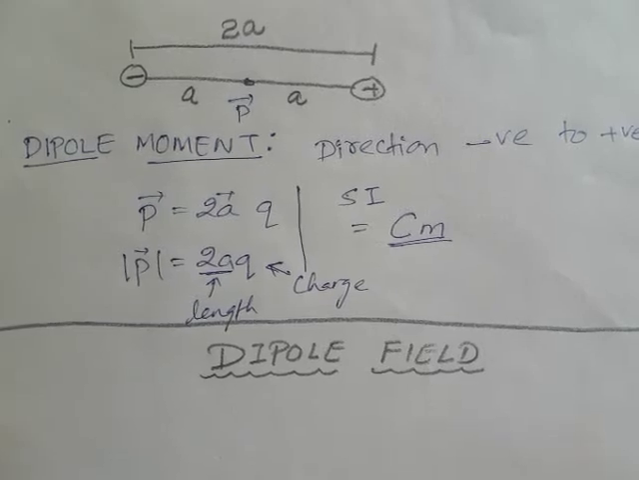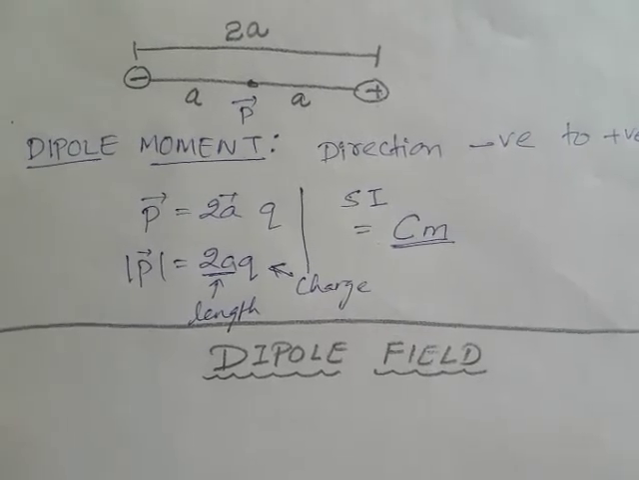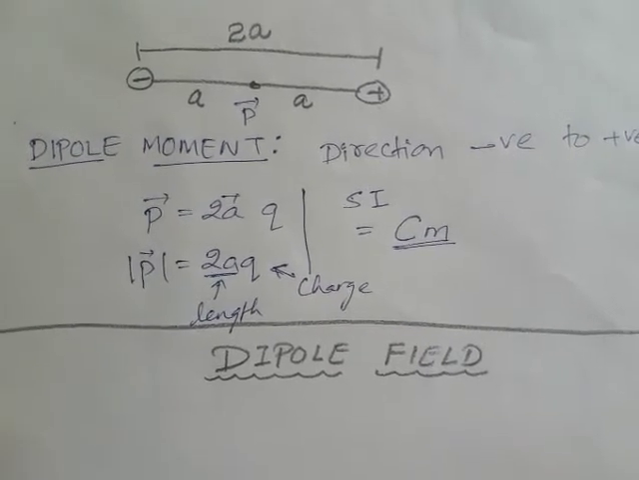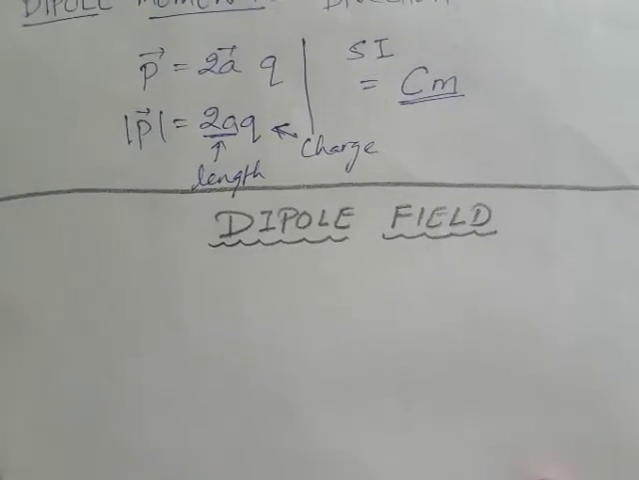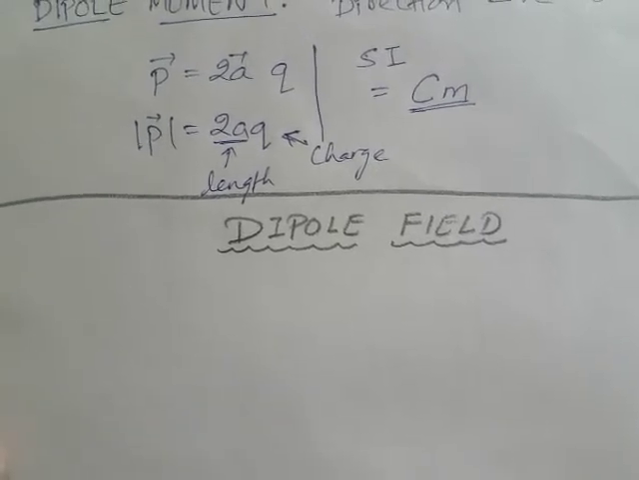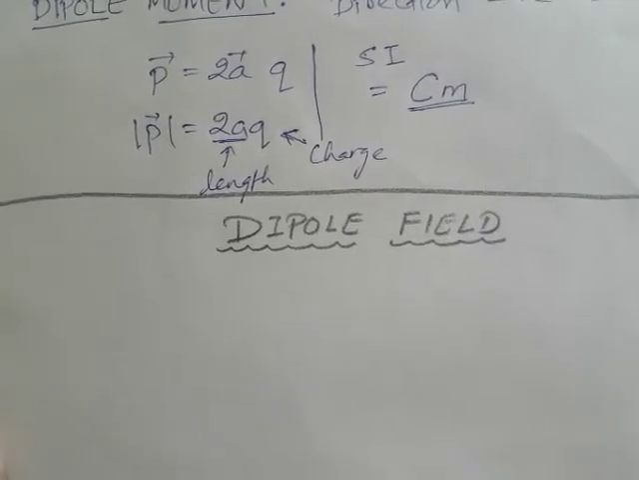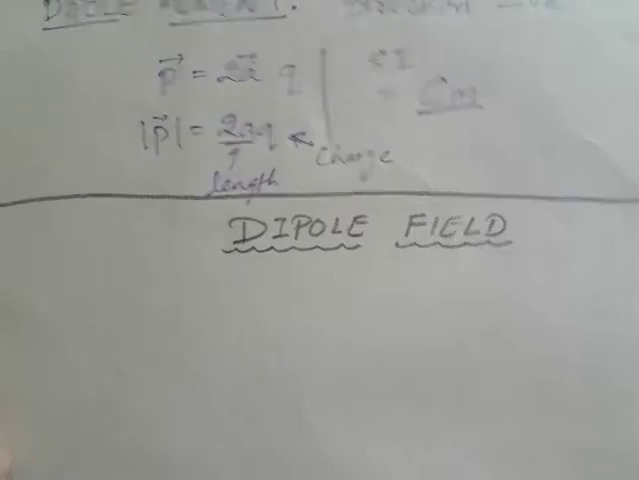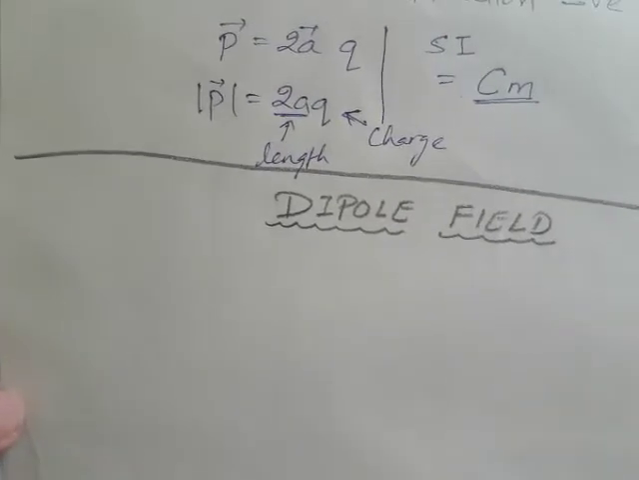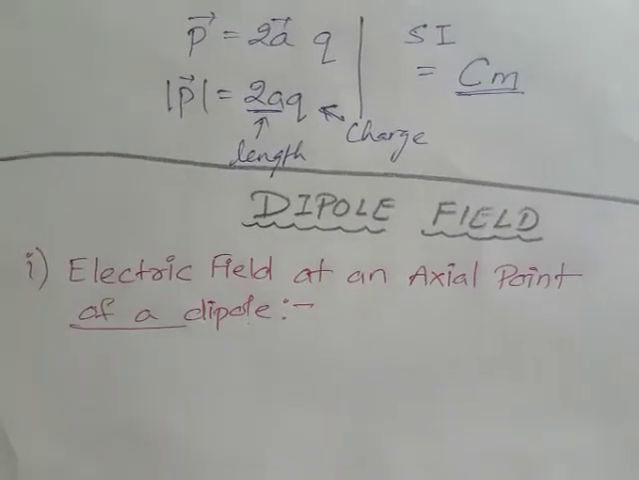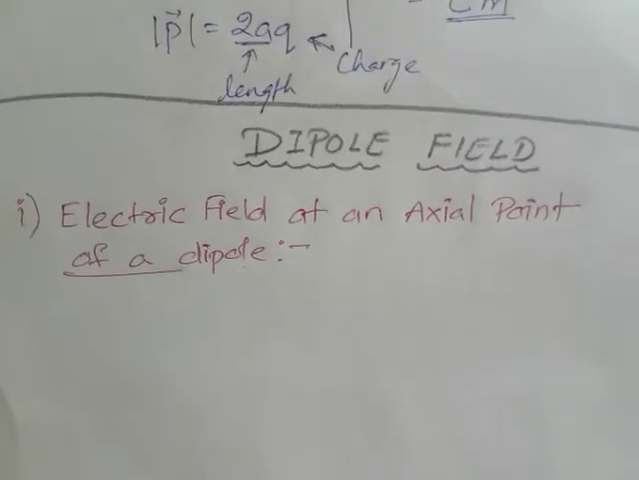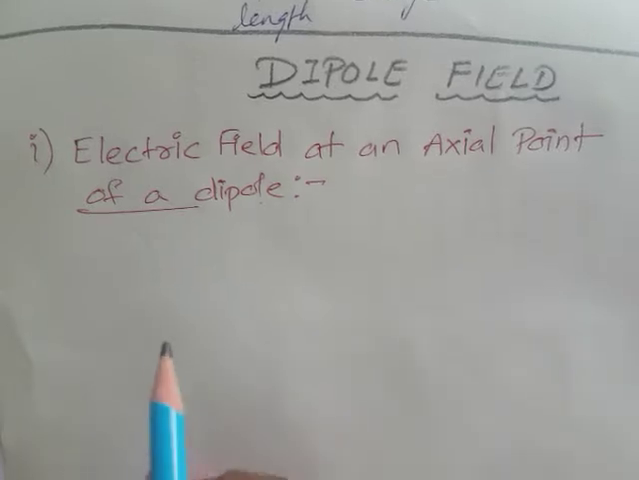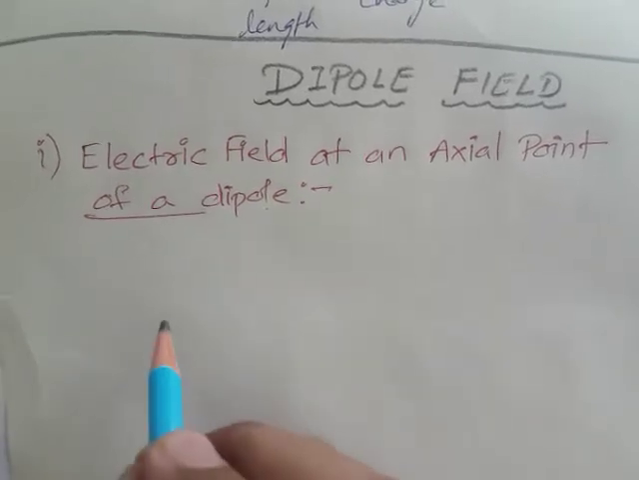Then we move to dipole fields. The electric field produced by a dipole is the dipole field, and here we need to calculate these fields also. Dipole fields are of two types. First is the electric field at an axial point of a dipole. So we can see here. Now we will draw a dipole, please emphasize, dipole.